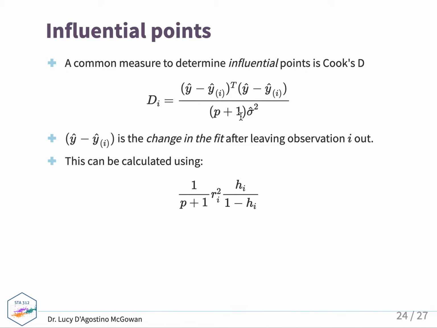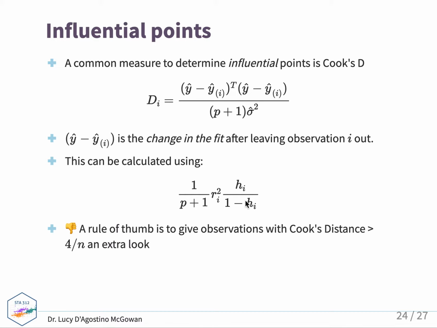It turns out you can actually calculate this quantity by using 1 over (p plus 1) times r_i squared, where r_i is the standardized residual, times h_i, the leverage, divided by 1 minus h_i. So we're combining a whole bunch of different pieces that we've done here. We're combining the standardized residual with the leverage to calculate this quantity that gives us some information about whether an observation is an influential point.